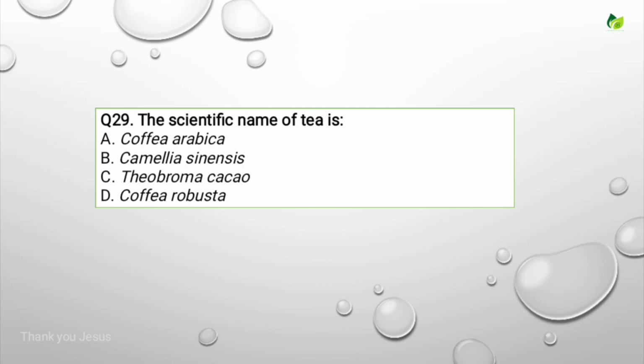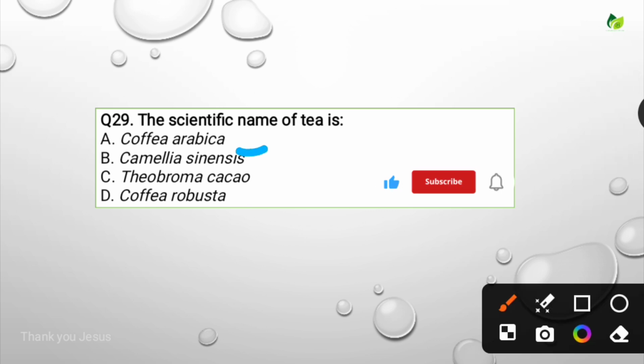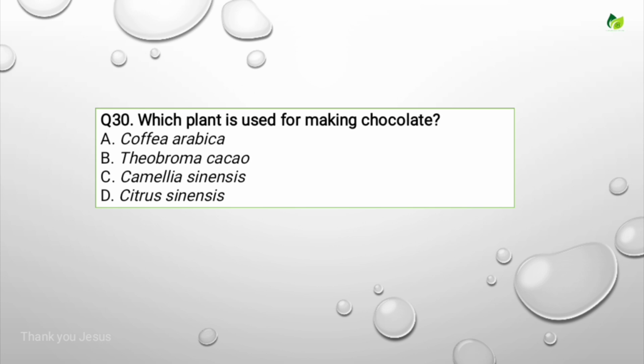The scientific name of tea is. Options are Coffea arabica, Camellia sinensis, Theobroma cacao, Coffea robusta. For this, the correct answer is Camellia sinensis. Let's see the next question.